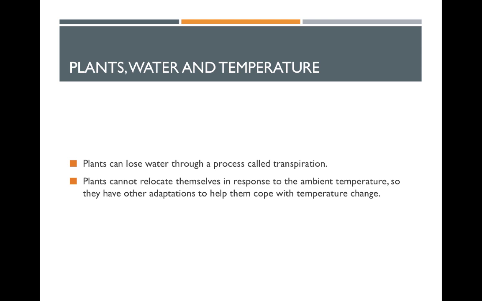Okay, so just a bit of background information that helps with this. Plants can lose water through a process called transpiration. We have done that a little bit, but I'm going to explain it again to refresh your memories. Plants can't actually move around when it gets too hot or too cold. They can't find shelter in cold weather, and they can't find a spot in the shade when it's really sunny, because generally they are the shade. So they have to have other responses and adaptations to help them cope with these temperatures, okay?